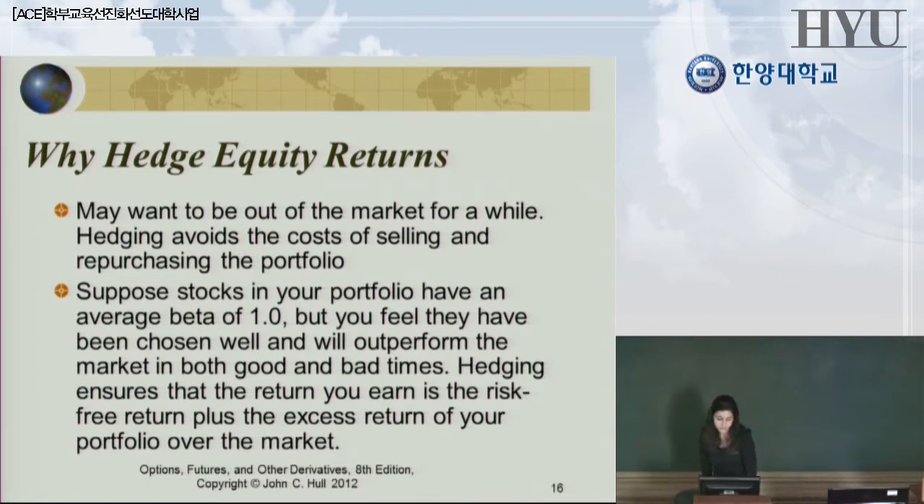So why hedge equity returns? You may want to be out of the market for a while. Hedging avoids the cost of selling and repurchasing the portfolio. Suppose the stocks in your portfolio have an average beta of 1.0, but you feel they have been chosen well and you will outperform the market in both good and bad times. Hedging ensures that the return you earn is the risk-free return plus the excess return of the portfolio over the market.